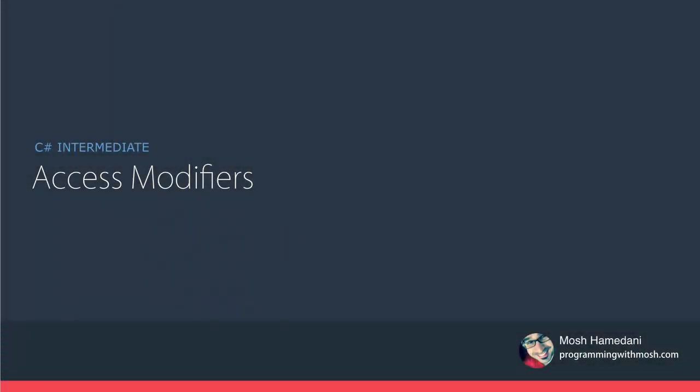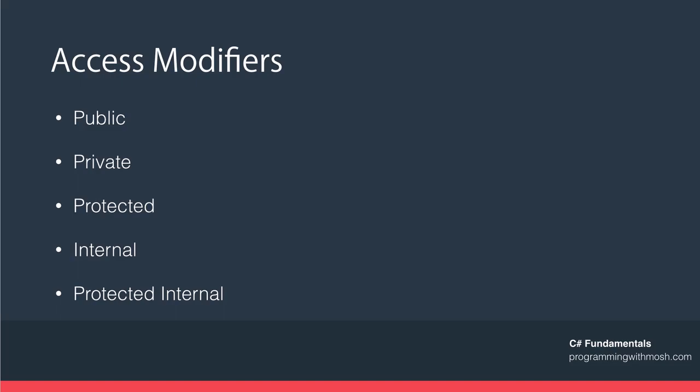Okay, access modifiers. So far, you have seen me declaring classes and their members with the public keyword. Public is what we call an access modifier. In C# we have a total of 5 access modifiers: public, private, protected, internal, and protected internal. In this lecture, I'm going to talk about public and private, and we leave the rest to when we get to the lecture about inheritance.